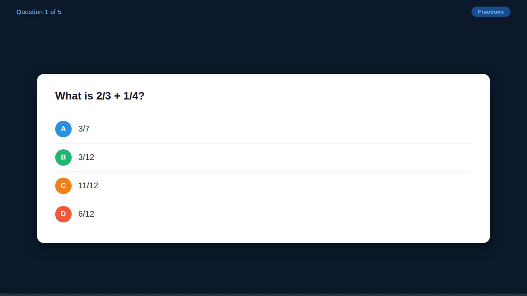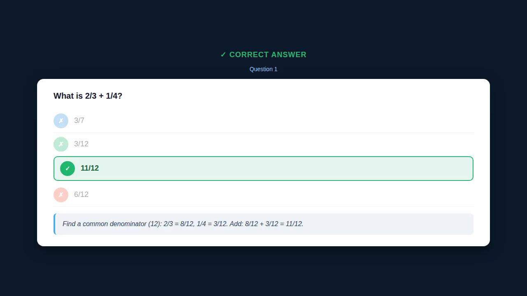Find a common denominator, 12. 2/3 equals 8/12, 1/4 equals 3/12. Add, 8/12 plus 3/12 equals 11/12.